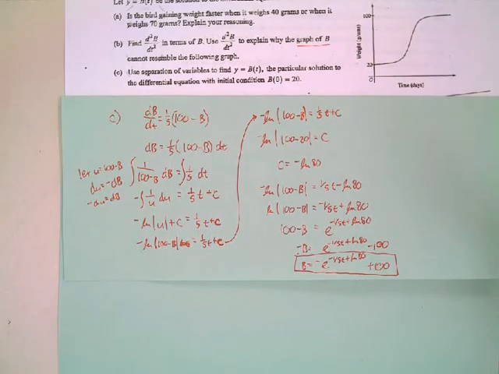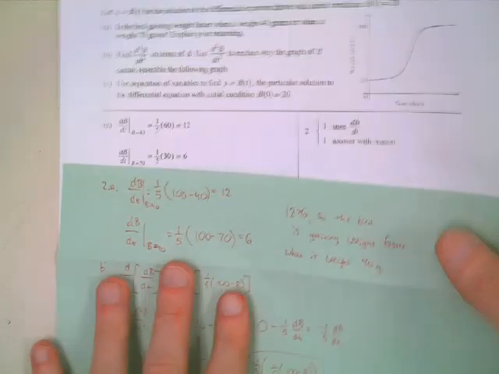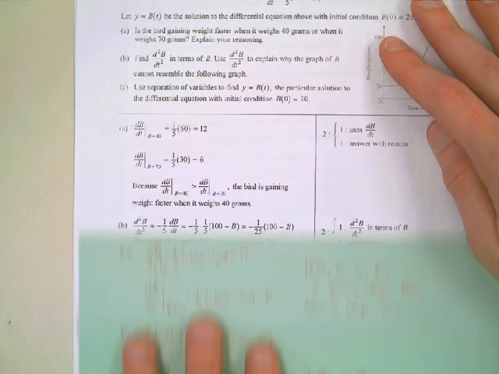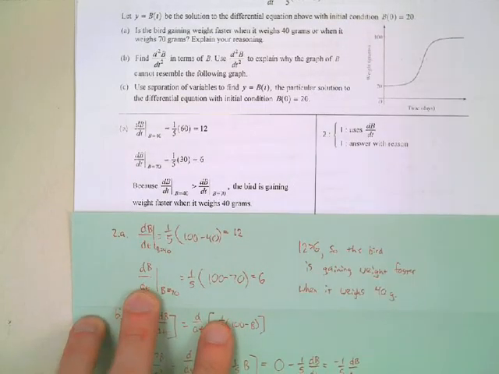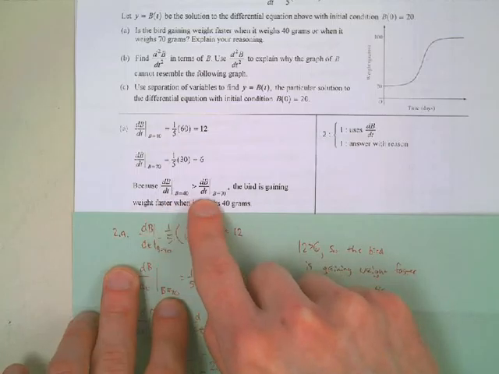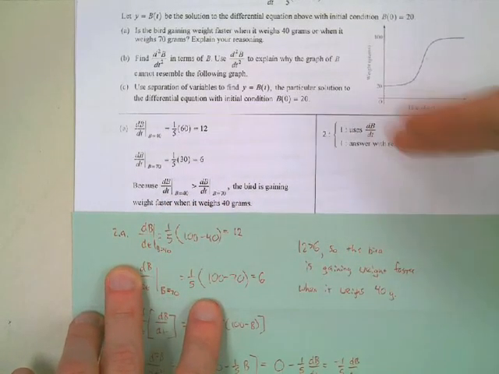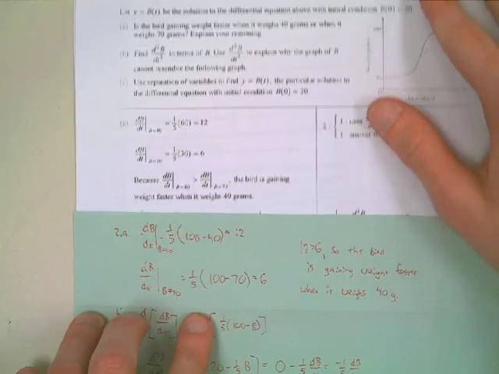That's it. So again, let's look at the answers. Let's break it down here. Look at our points. How many points we got? All right. Can I move this? Is anyone still writing this? We're good? All right, so back to our points. So letter A. So there it is, 12 and 6. Because dB/dt at 40 is greater than dB/dt at 70, the bird is gaining weight faster when it weighs 40 grams. So there it is. 2 points right there. Boom, boom. Okay? Letter B.